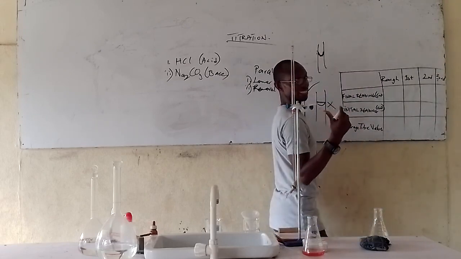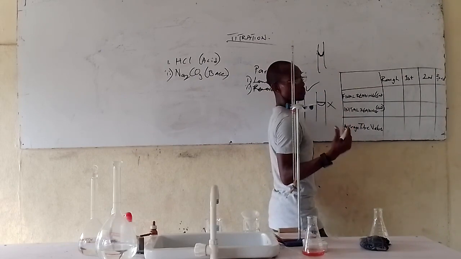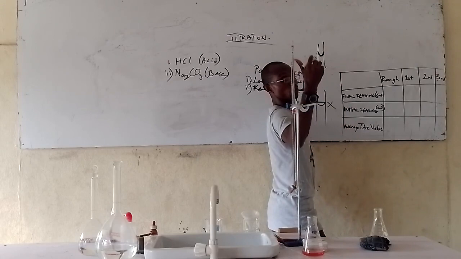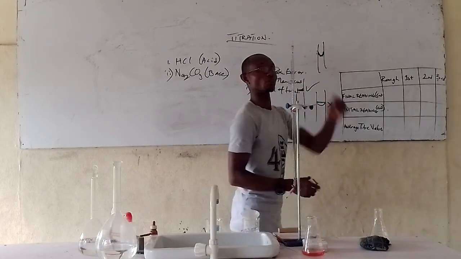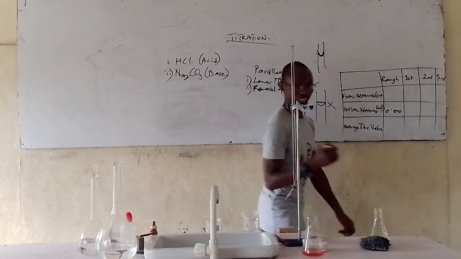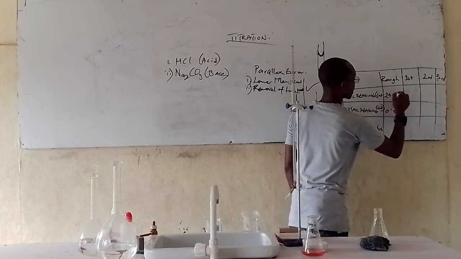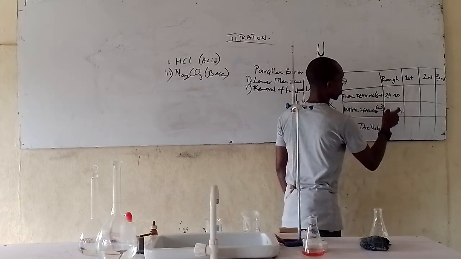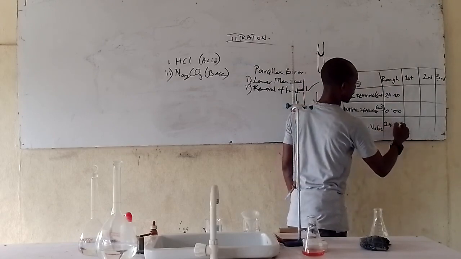My burette is a 50 milliliter burette, so I am going to be having the graduation starting from 0. Here my initial reading is going to be 0.00, and what I just finished dispensing takes it to 24.8. That tells us that if you subtract your initial from your final reading, you'll be having 24.8.